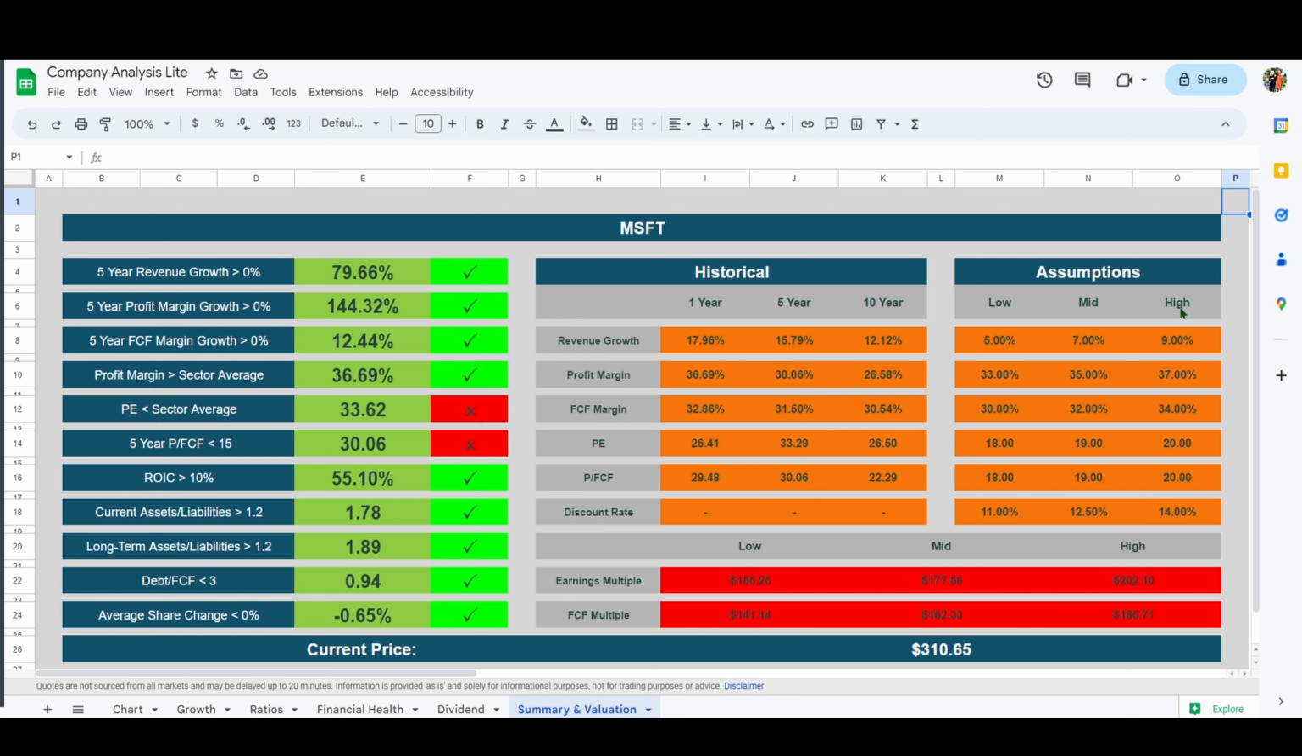So you can see if you believe that the high estimates for Microsoft are true, you should be buying Microsoft at around $200. If you believe the low estimates are true, then you should be buying Microsoft at around $150. That's basically how it's calculated.